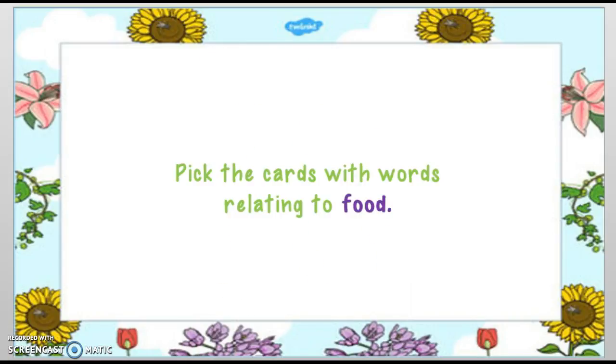Great job, friends. Now I'm going to ask you a couple of questions about the vocabulary words that we just learned. I want you to take your cards and spread them out in front of you on the table. And I would like for you to pick the cards with words relating to food. So if it is the word that relates to food, I would like for you to set those cards aside. I'm going to let you pause this recording and talk with your learning coach and decide which of these cards relate to food and set those aside.